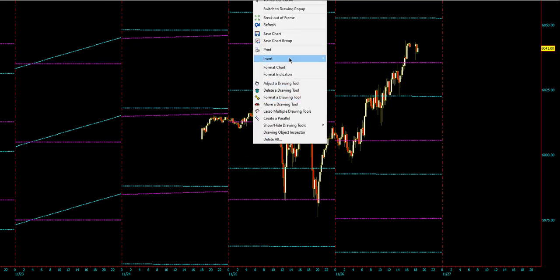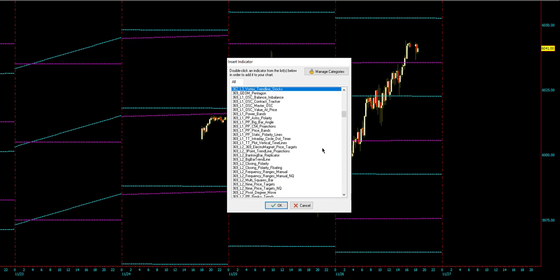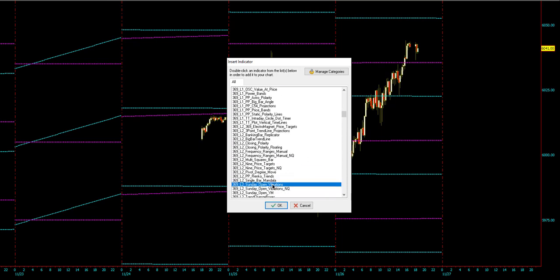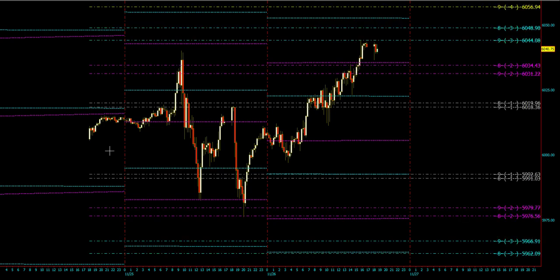Let's put Sunday open, which is part of level 2. Sunday is here. We placed it here. Now the Sunday open is placed on this polarity energy lines. We get a better view of things too.